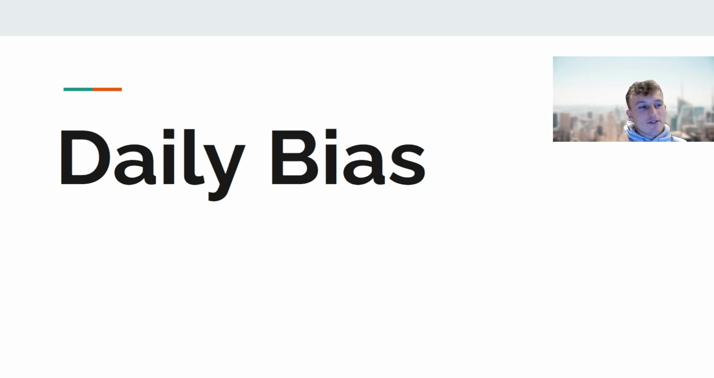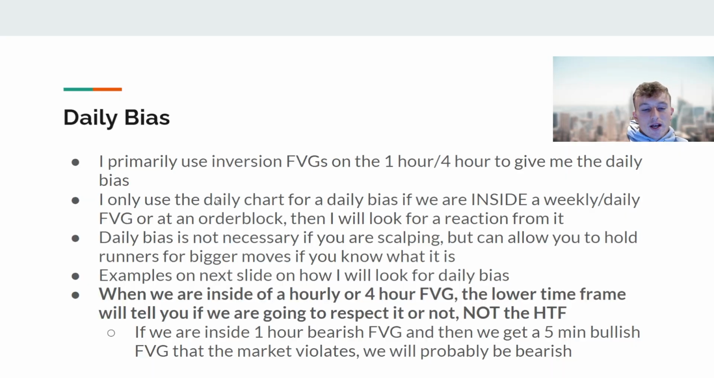Now, I wouldn't use the 15-minute or 5 minute for daily bias, but you could use the 1 hour or maybe the 4 hour. Anything below the hourly is pushing it. I primarily use inversion fair value gaps on the 1 hour or 4 hour to give me the daily bias. That's the main thing I look for. And I only use the daily chart for an actual daily bias if we're inside something really obvious.